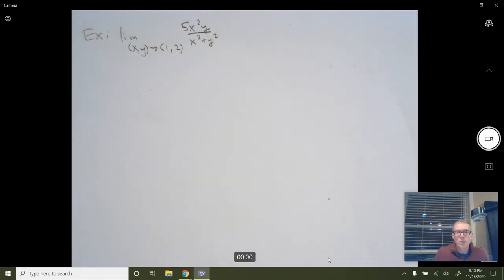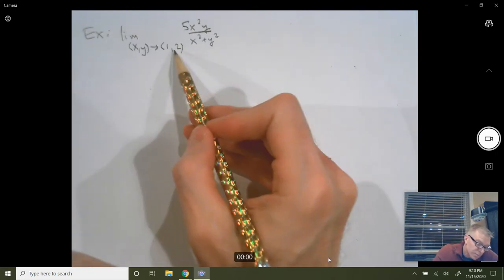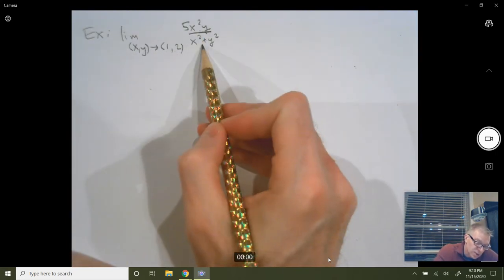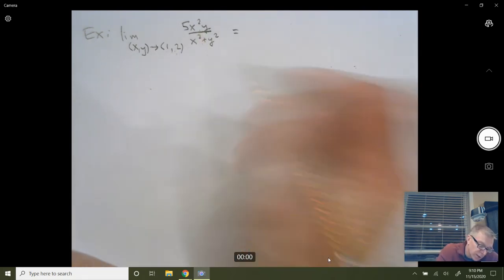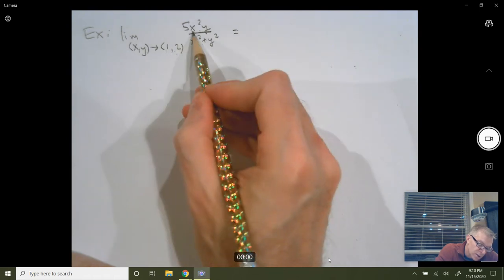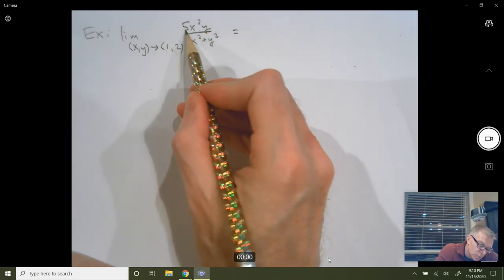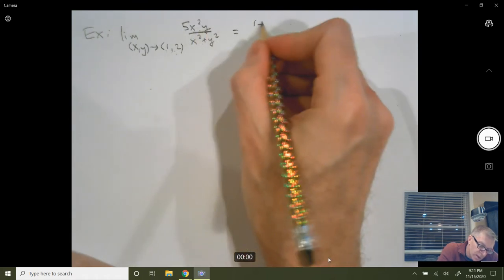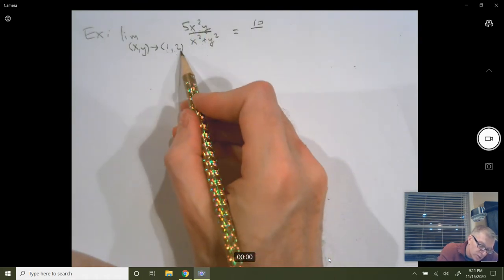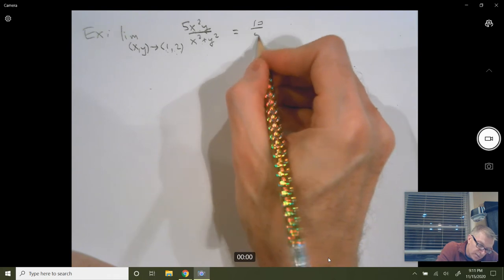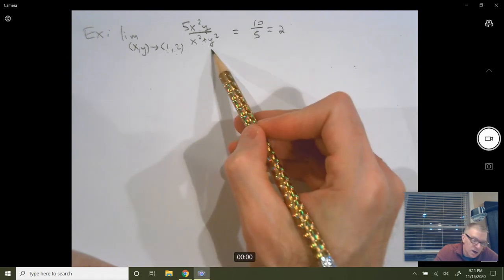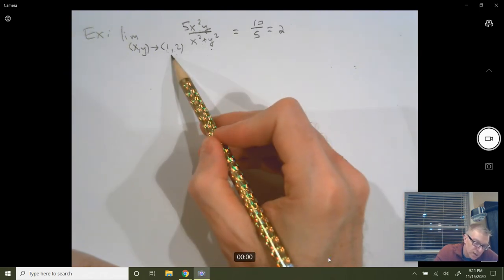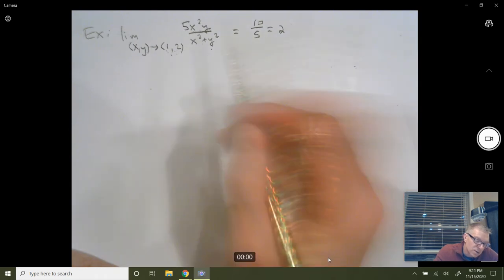Okay, so if you remember what it means for a limit to exist, if we can simply plug in the values into the expression and we get something that's defined, that usually is the limit. Okay, I'll plug in 1 for x, plug in 2 for y, so that's going to be 5 times 1 squared times 2, 10 on the top. On the bottom, 1 squared plus 2 squared. So that's going to be 5, and my limit should be 2, as long as my function is continuous at that point.